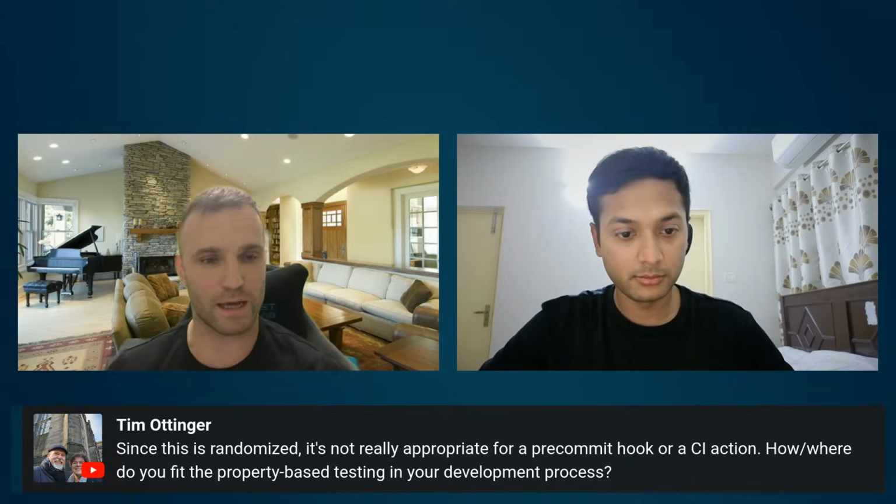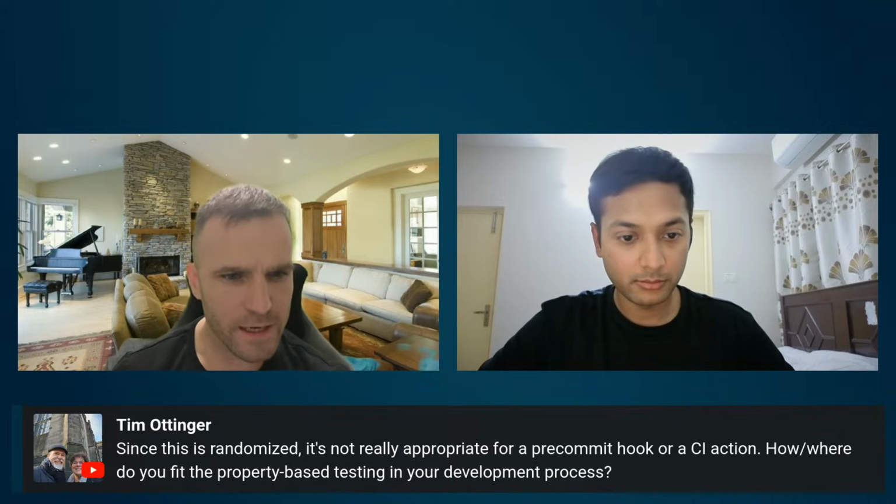Right. So let's go. We still have very good ones. I like it. The audience is very active today. So from Tim again, he says, since this is randomized, it is not really appropriate for a pre-commit hook or for a CI action. Where do you fit property-based testing in your development process?